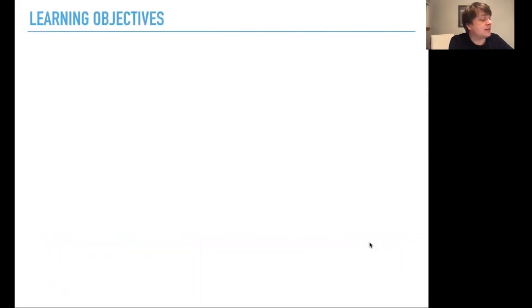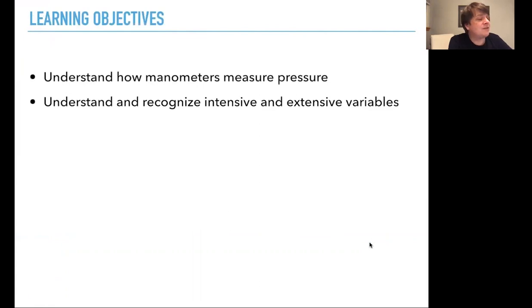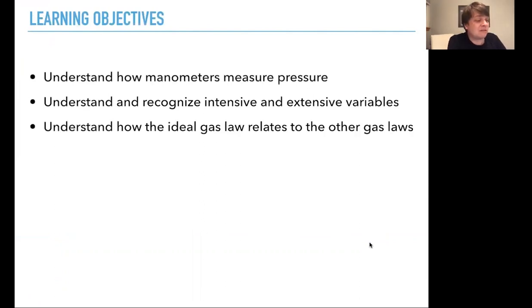So the learning objectives in this segment: understand how manometers measure pressure, and understand and recognize intensive and extensive variables. Those were talked about a little in chapter 1, but we're going to revisit them because it's important to conceptualize how the ideal gas law works. Understand how the ideal gas law relates to other gas laws. So that's what we'll be doing in this segment.